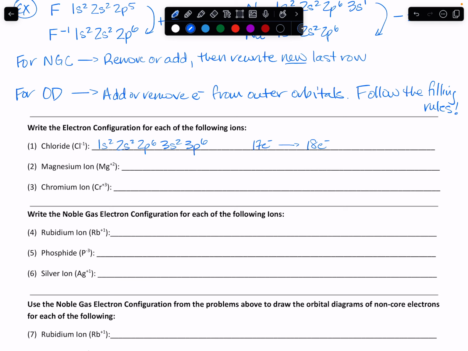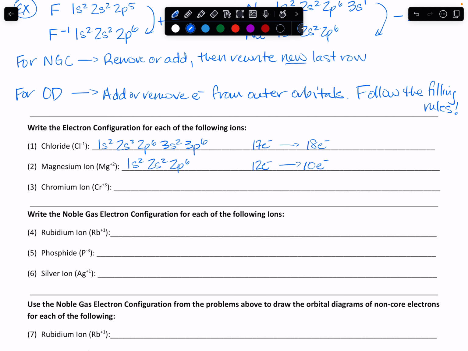Now let's try magnesium. We've got 1s2, 2s2, 2p6, 3s2 for neutral magnesium. But this is a +2 ion, so that means it has lost 2 electrons. So I'm going to remove those electrons from the outermost sublevel, which means that my 3s2 electrons are going to go away. So we go from 12 electrons to 10 electrons.